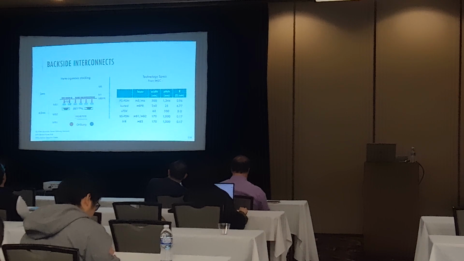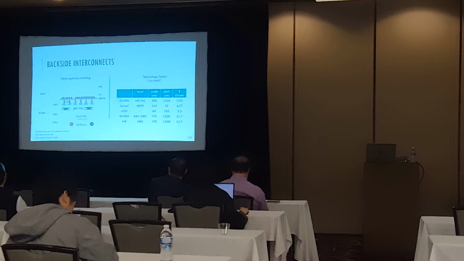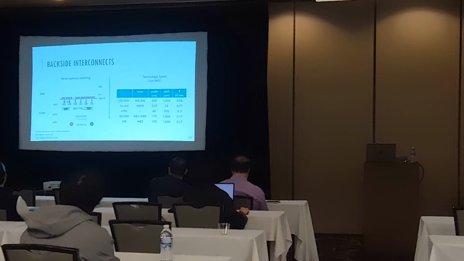This table shows all the numbers, the specs, and characteristics. The way we decided is to integrate transistors on the backside. We're going to have this device in between MB1 and MB2. This is a so-called back-end-of-line transistor, so you can insert transistors in between metal layers, instead of using the substrate to create transistors.